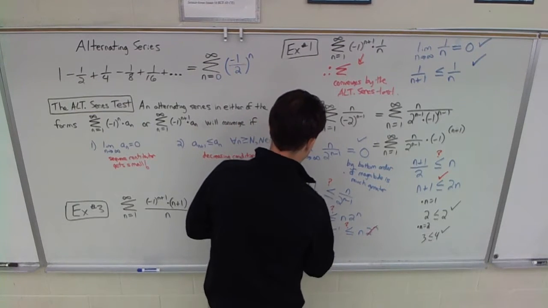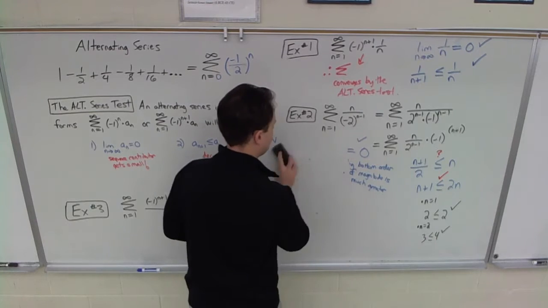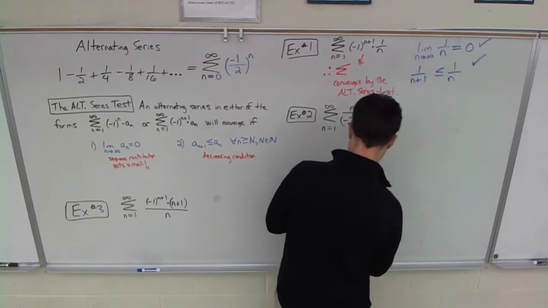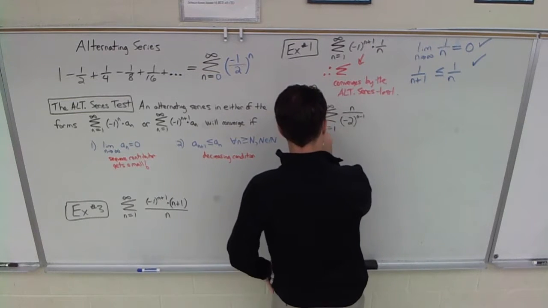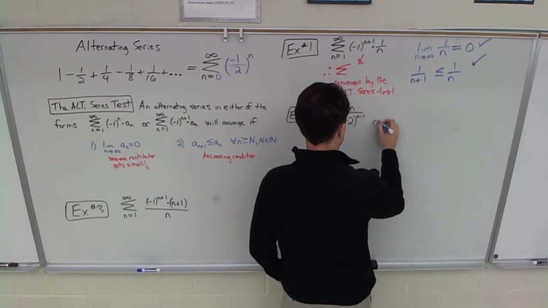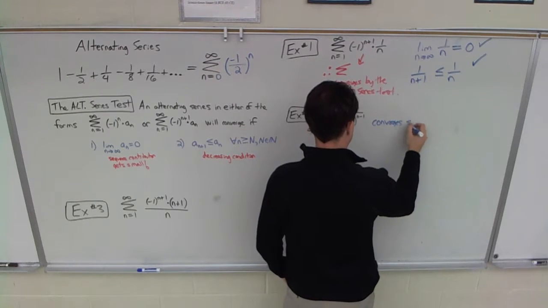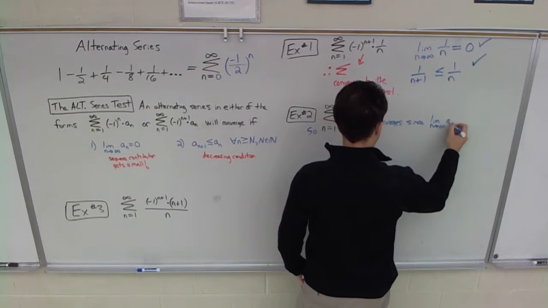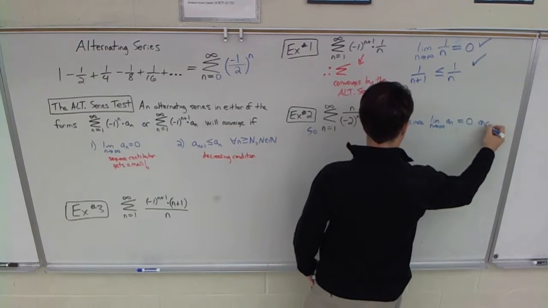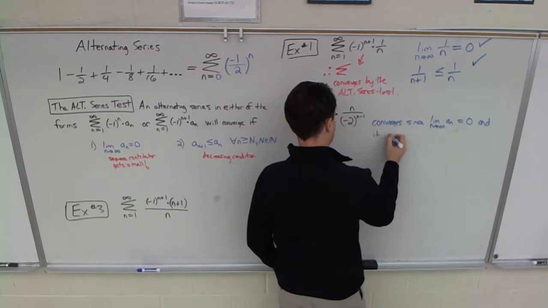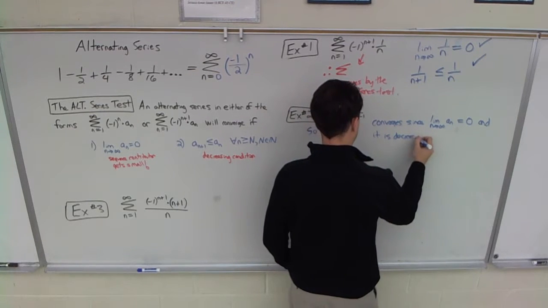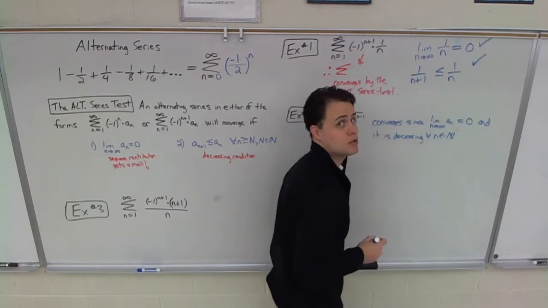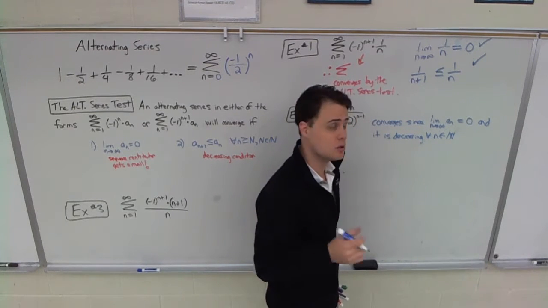So let me just erase some of this stuff now, just to free up our notes. I'm going to write this one out a little more formally. So this guy converges since the limit as n approaches infinity of a sub n is 0, and it is decreasing for all n belonging to the natural numbers. Remember, if it's decreasing after 2 or 3, you're still good to go.